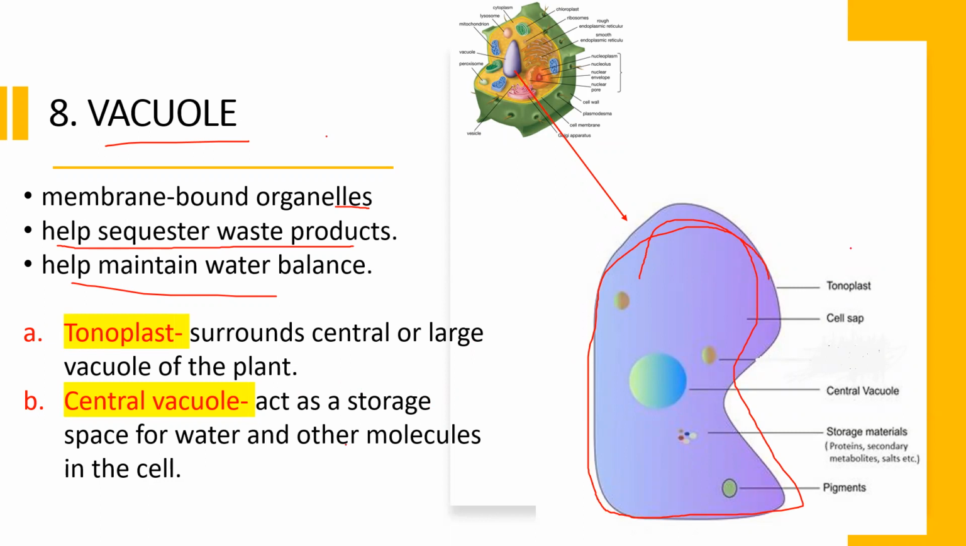And then the vacuole enzyme breaks down food matter. So ang vacuole enzymes ay nangyayari doon sa tonoplast, wherein nagkakaroon ng breakdown yung food matter and kino-convert siya into enzymes. Okay? And then, ang central vacuole naman is a storage space for the water and other molecules in the cells. So, siya yung pinaka-storage of water, yung central vacuole. Okay? And other molecules in the cells.